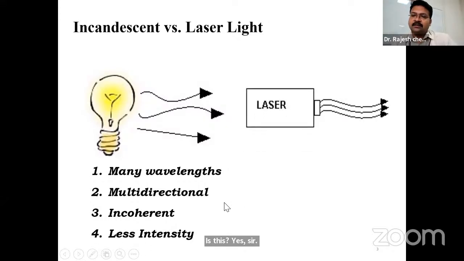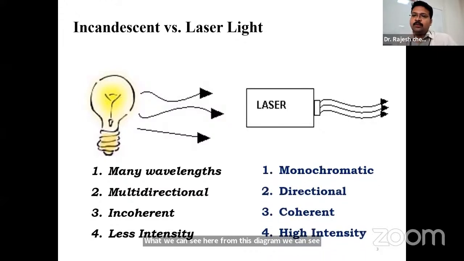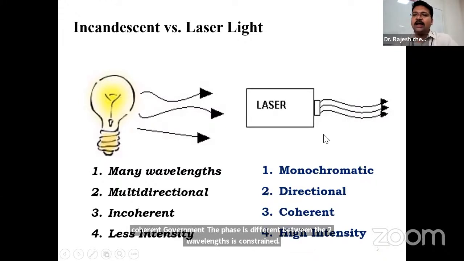What we can see here from this diagram are monochromatic waves. It is monochromatic and it is directional. So we can see only one direction, and it is coherent. Coherent means the phase difference between the two waves is constant. Okay, and it has very high intensity. Am I clear?